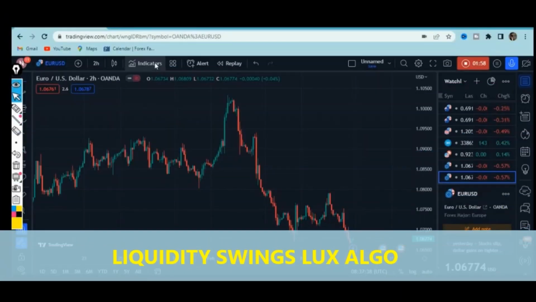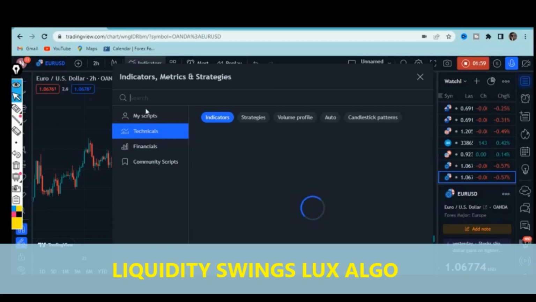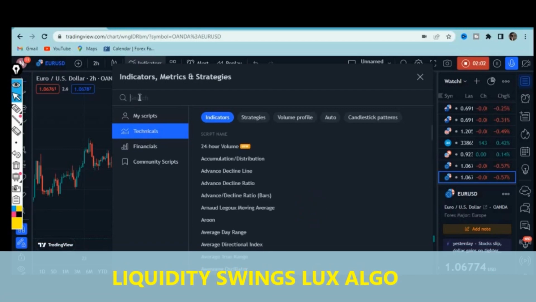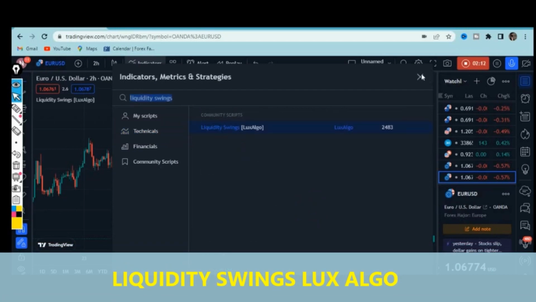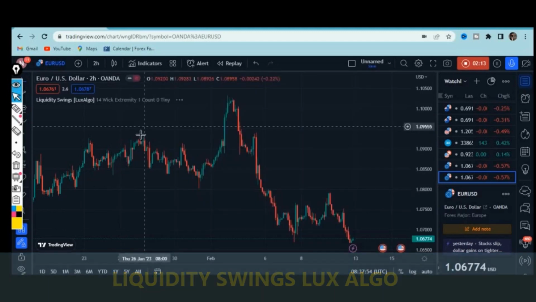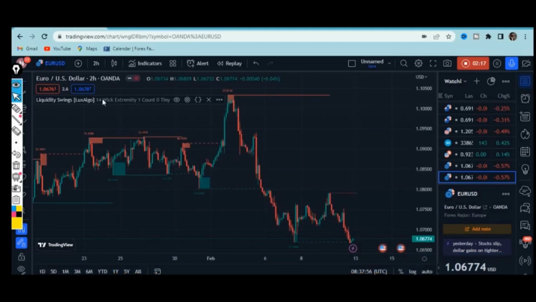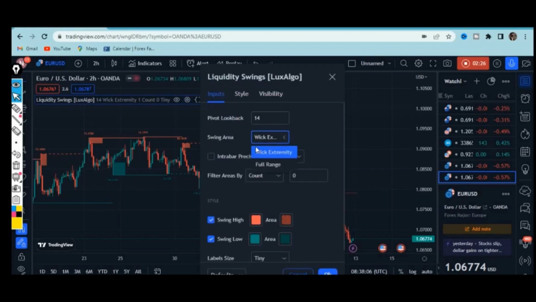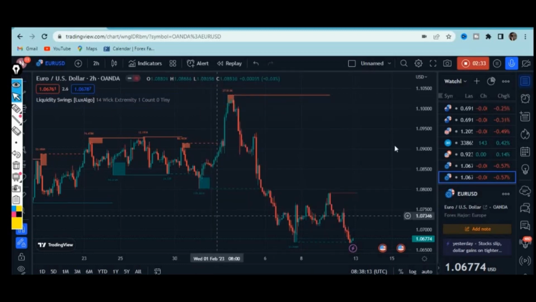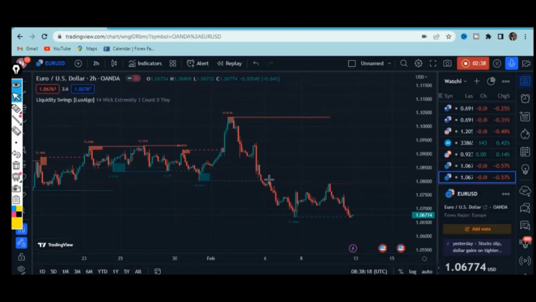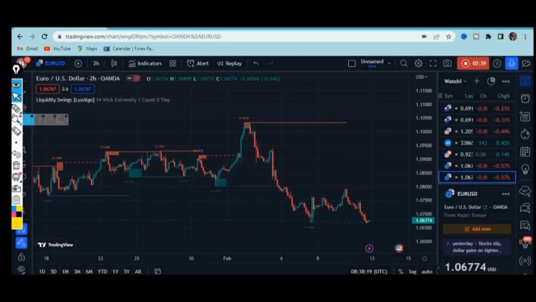Click on the indicator tab. Once you click on it, you're just going to type Liquidity Swings Algo. Click on it. Once you click on it, directly go to settings and ensure the settings are correct. Make sure the swing area is on weak extremity. Once you have confirmed all that, click on OK, and definitely this is how it appears on your chart. So guys, this is what I'm really talking about.